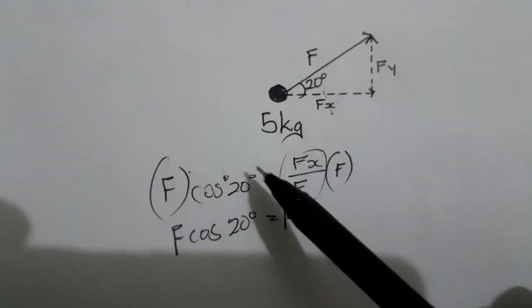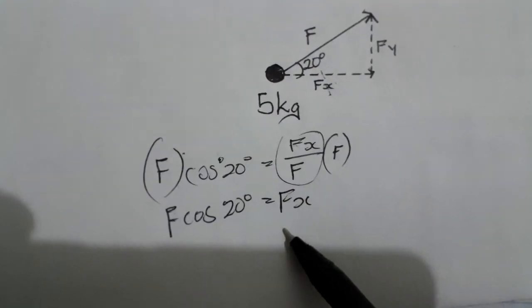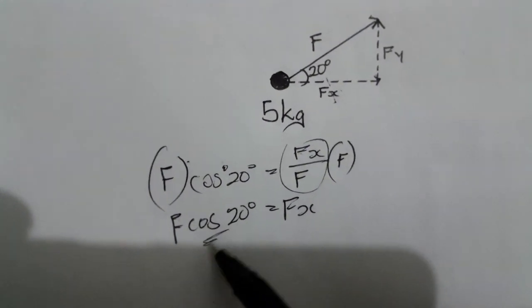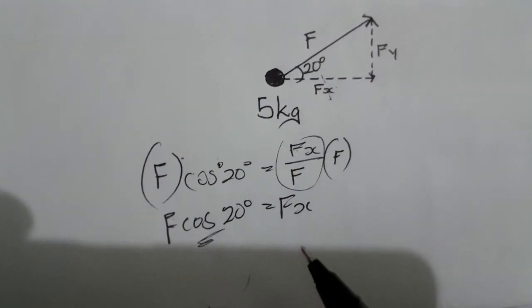So wherever we have to calculate for Fx, we know that Fx is equal to this, which is F times cos 20 degrees.